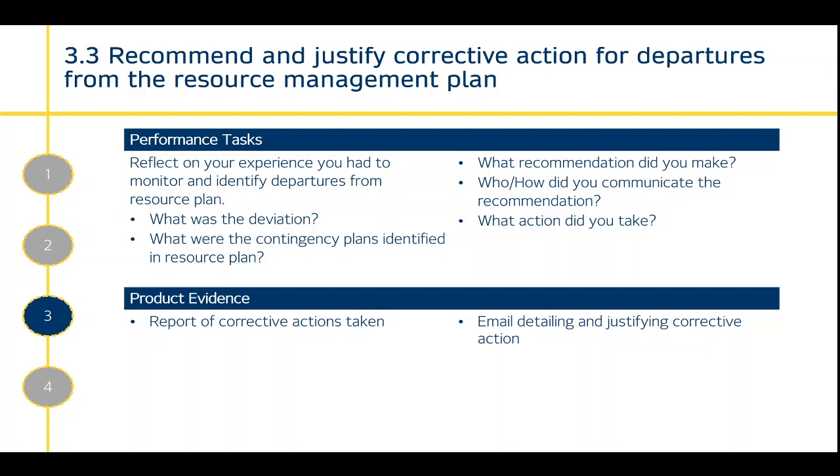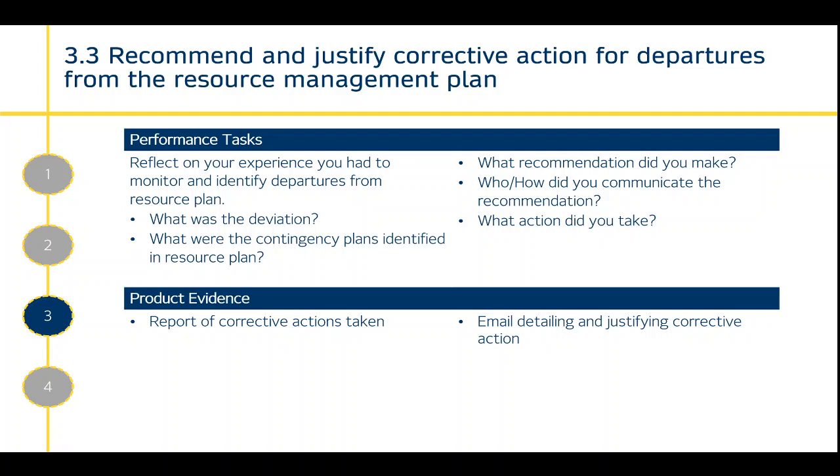That is going to be very specific to your project. So reflect on your experience. You've had to monitor and identify departures from the resource plan. What was the deviation? Was there contingency plans already in place? And if so, how did you activate and follow those contingency plans? If there wasn't a contingency plan in place, how did you come up with the solution?